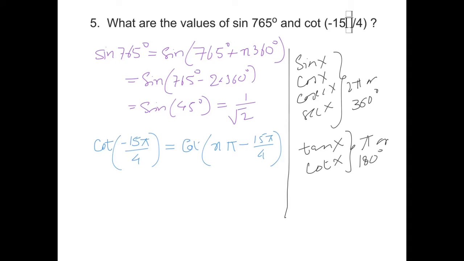And we see here that 15 pi by 4 is just smaller than 16 pi by 4, which is 4 pi, and therefore we will substitute 4 for n, and we get cot of 4 pi minus 15 pi by 4, which is cot of pi by 4, which is 45 degrees, and we know that cot of pi by 4 is 1, which is our answer.